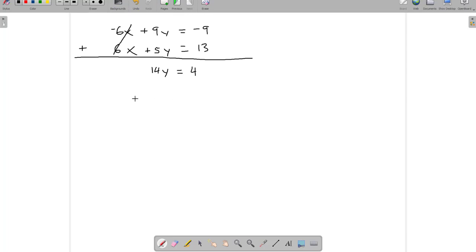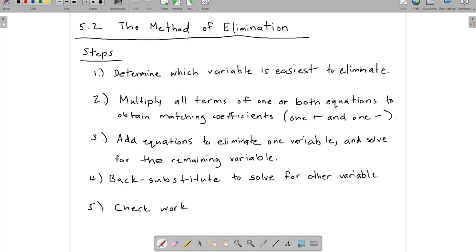Okay, so we're almost there. We just need to solve this equation for y now. So the last thing to do will be divide by 14. So we're going to end up with y equals 4 over 14. We can reduce this one step. These both have a factor of 2 in them, so 2 over 7, dividing both the top and the bottom by 2. So that was step 3. We solved for our remaining variable, which was y.